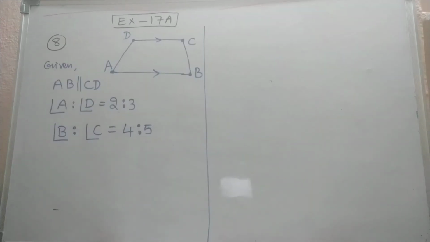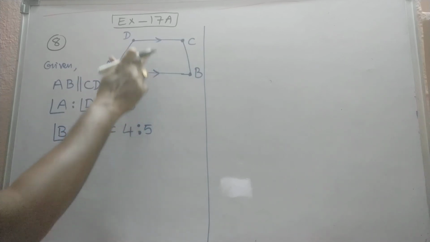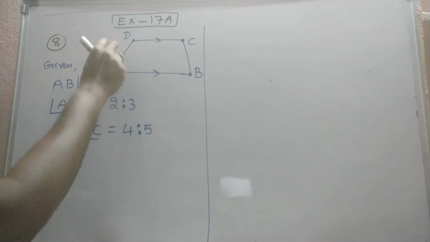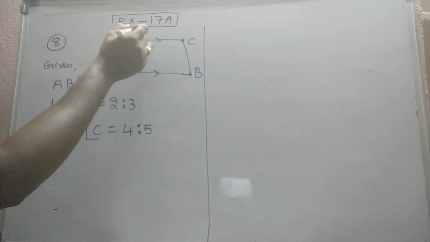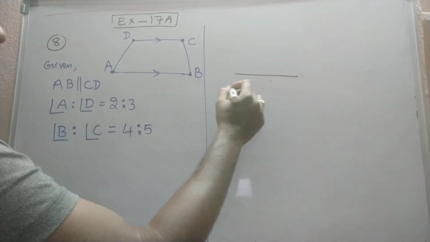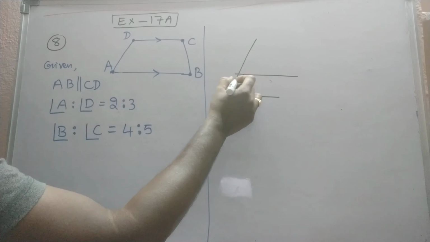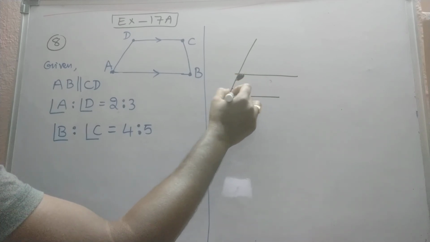Next, question number 8. ABCD is a trapezium. You know very well, AB and CD, one pair of sides are parallel, and these two are oblique sides. AD and BC are non-parallel sides. And if you consider AD as a transversal, like this, then these are called same side interior angles of a transversal. So they are always 180 degrees. Sum of these two angles is 180.